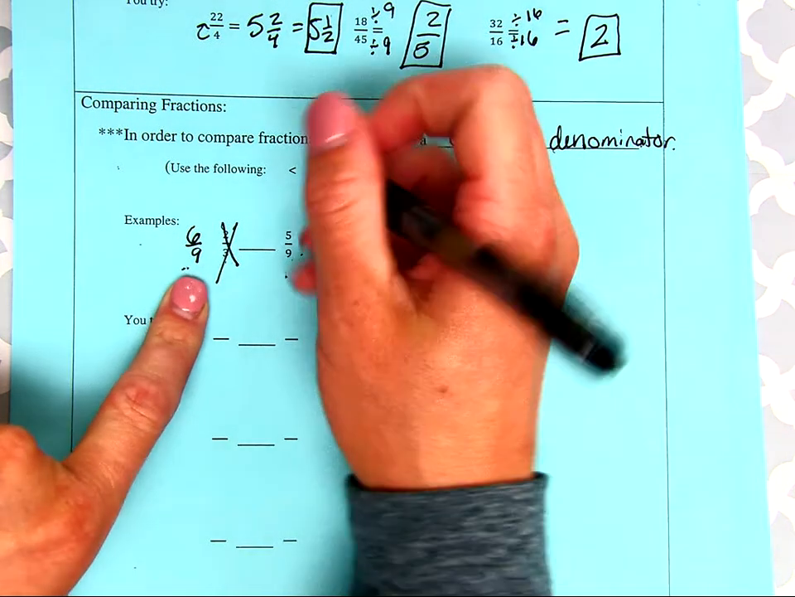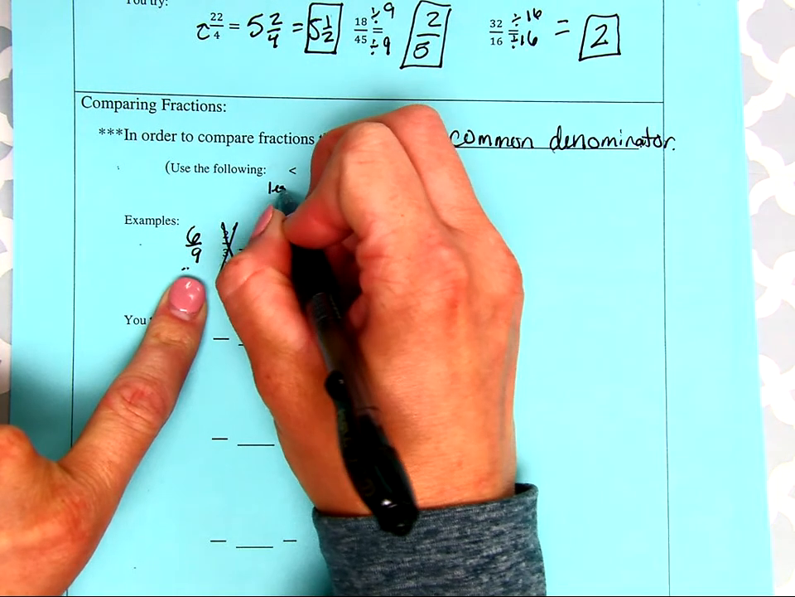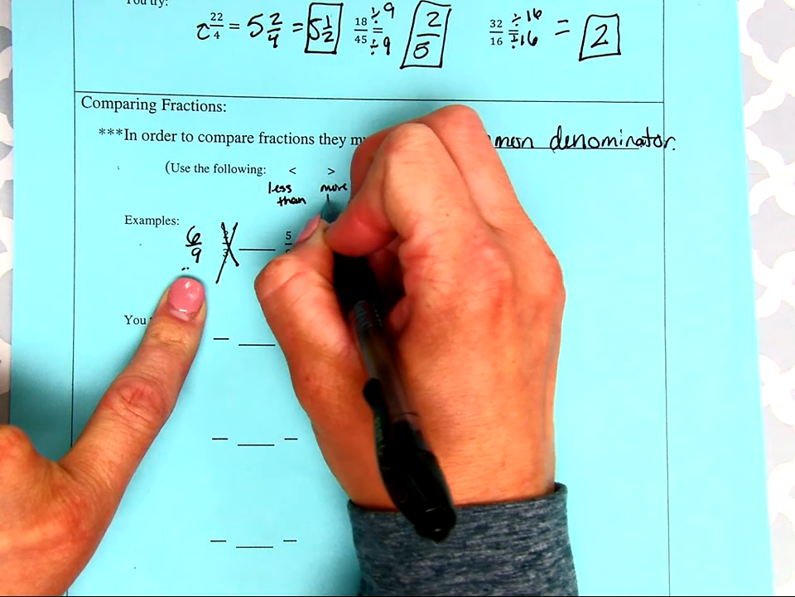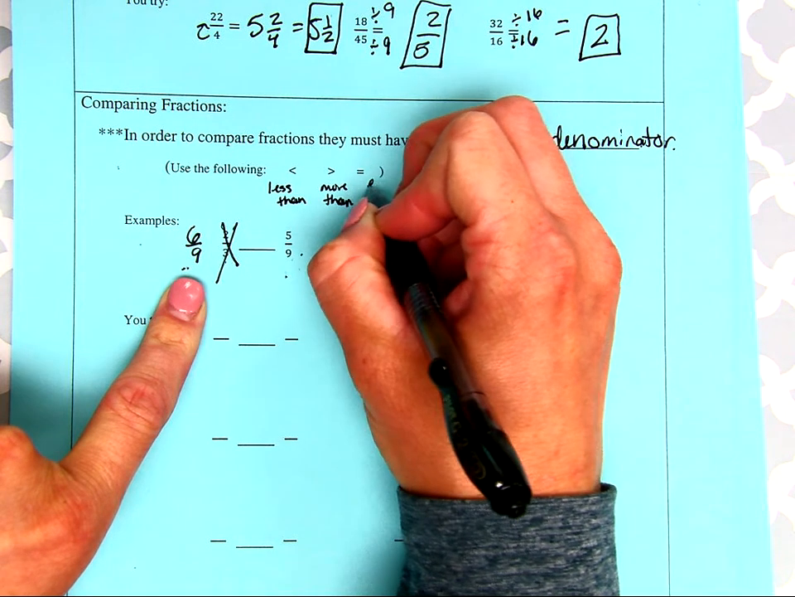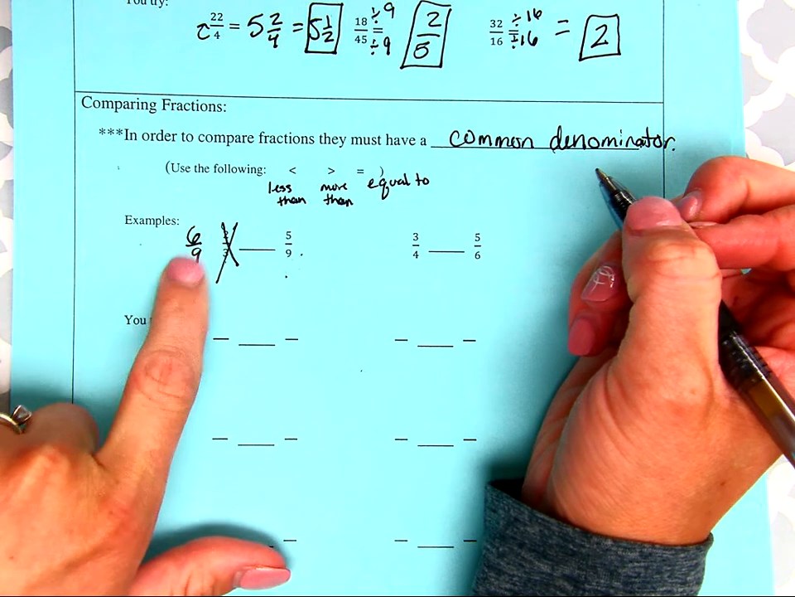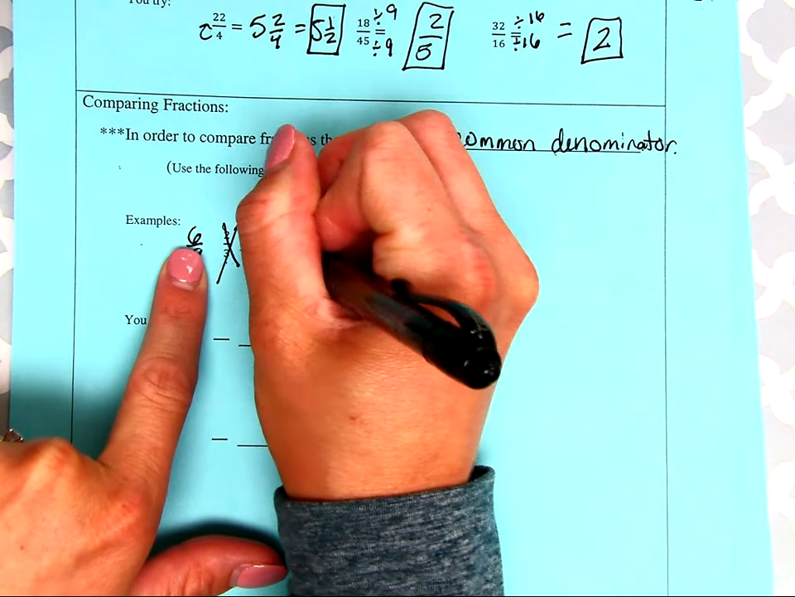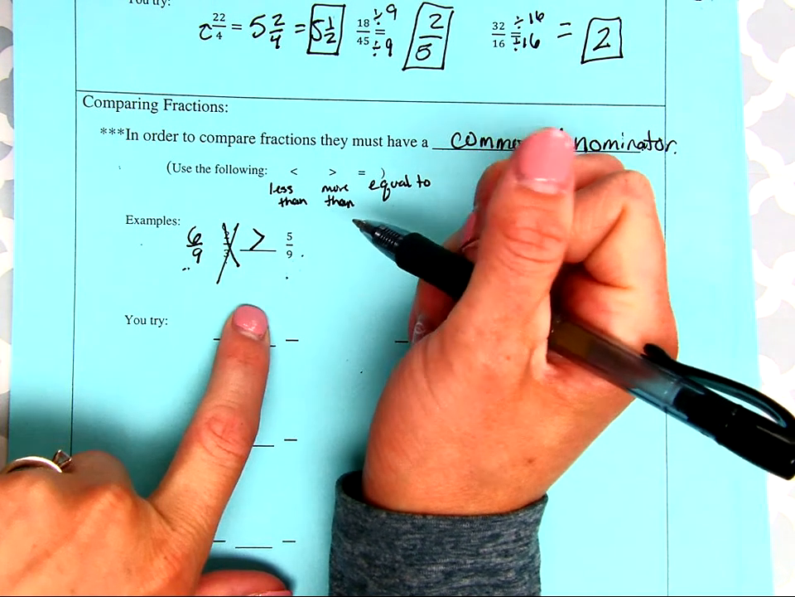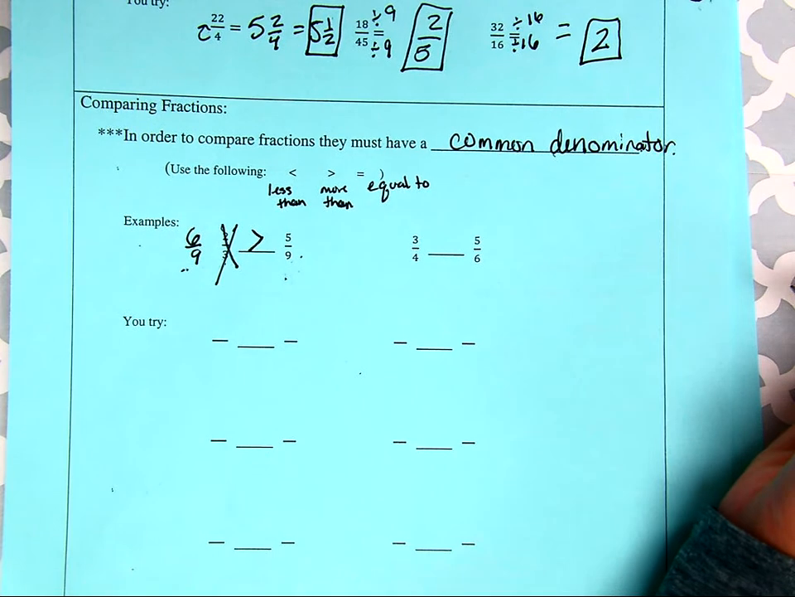Okay, so this is our less than symbol. If you get them mixed up, this is our more than symbol, and then we have our equal to symbol. Okay, so we want to say here that 6/9 is more than or greater than 5/9. Okay, now that we have the same denominator, we can compare those.